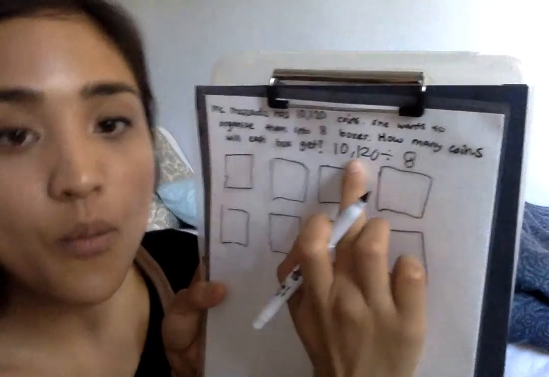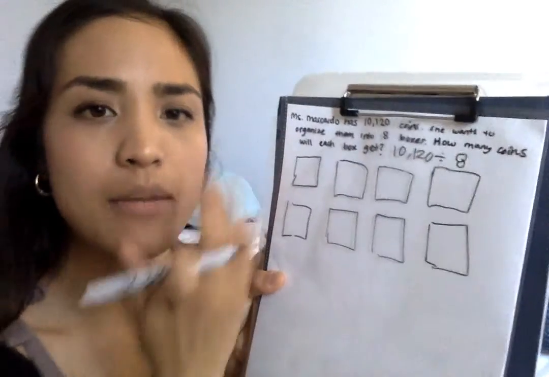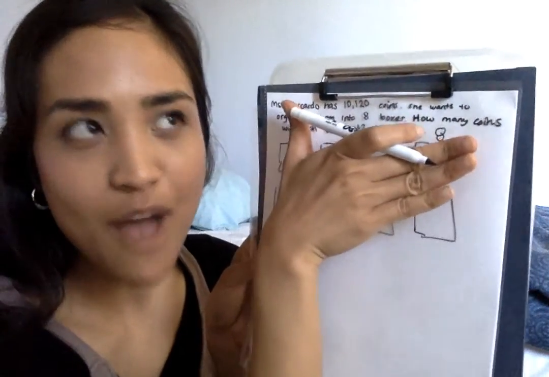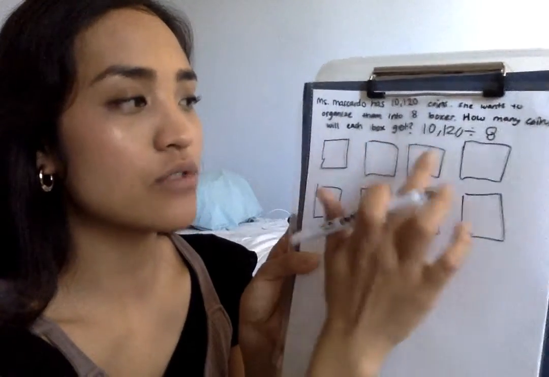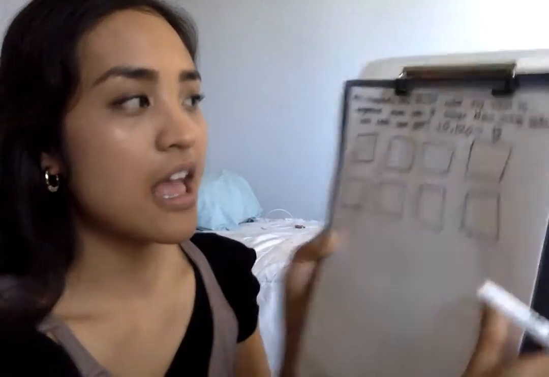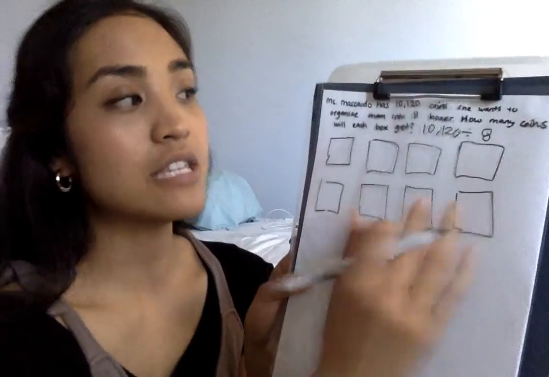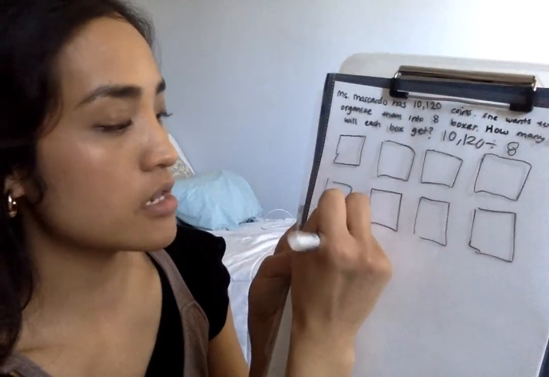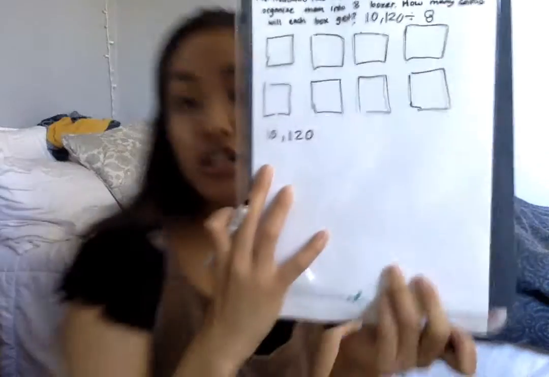Okay, so my equation is 10,120 divided by 8. So how many sections should I draw? I already drew them, but think to yourself, how many sections should I draw? The answer is 8. So I did 1, 2, 3, 4, 5, 6, 7, 8. And how many total coins am I giving away to these 8 boxes? The answer is 10,120. I know, it's a large number.